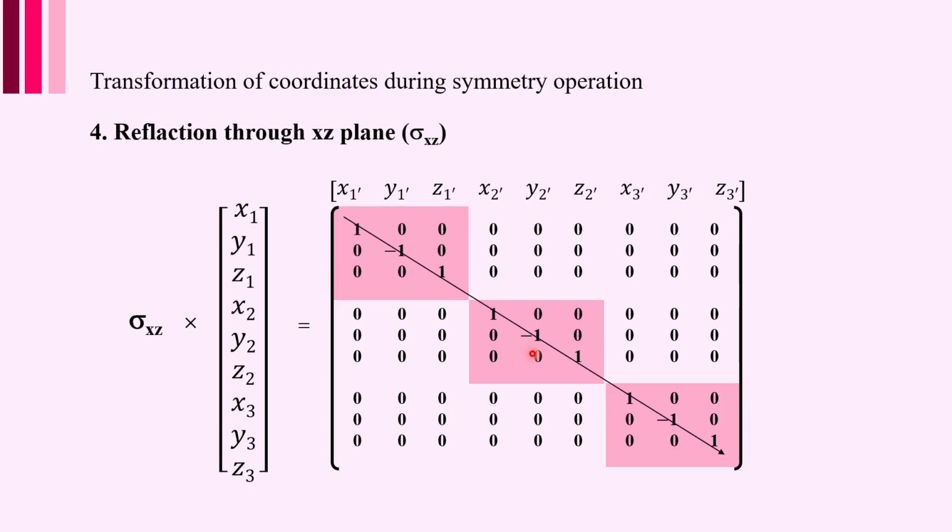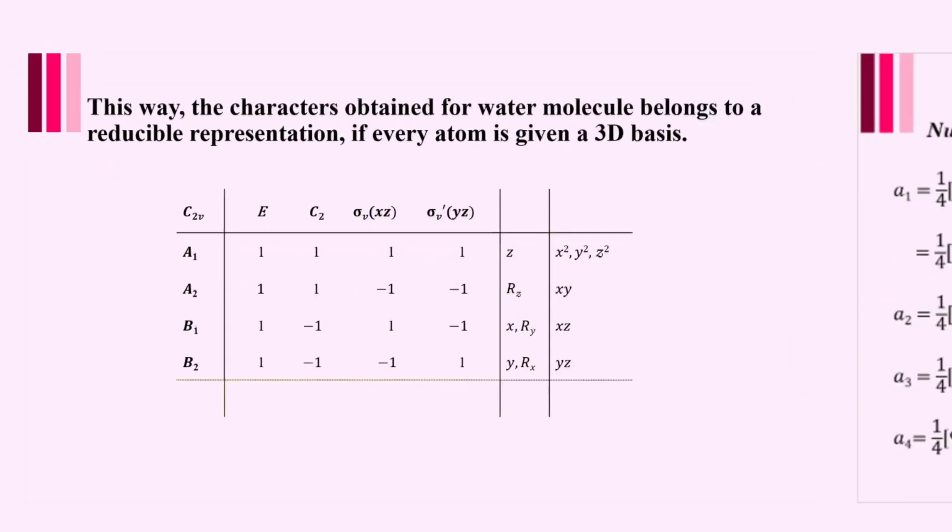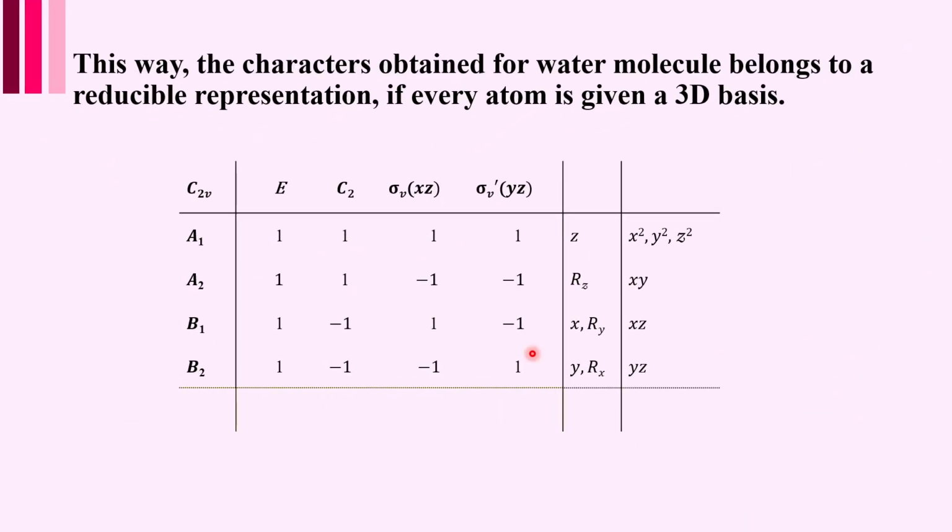zeros. So if you go for diagonal addition of this to obtain the character, what you'll find is sigma xz. So what we have seen is we have got the character table and we have got some characters. For identity, we have got 9. For C2, it is -1. For sigma xz, it is +1. And sigma yz, it is +3.